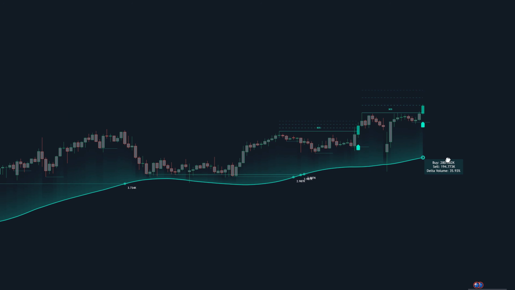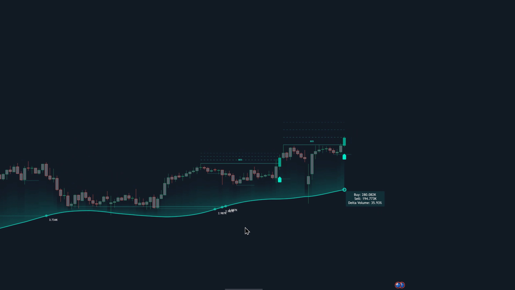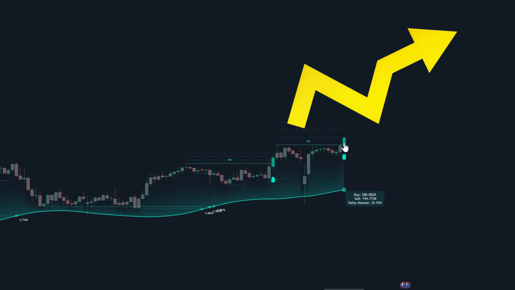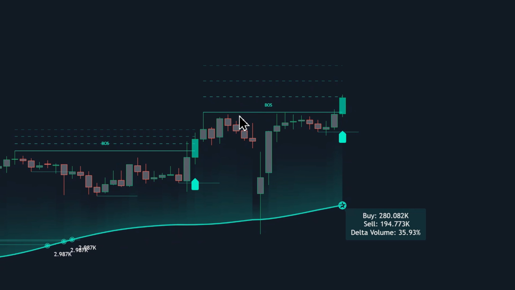Now, to take a long position, the first condition is to confirm that the VIDYA ribbon is green and the price is trading above it, which tells us that the price is bullish. Next, you want to wait for a bullish BOS label to appear along with the green upward label from the Smart Money Breakout indicator. Once you have that signal, you want to check the delta volume to make sure it's positive and at least 30%. If it is, you can enter the trade on that candle.